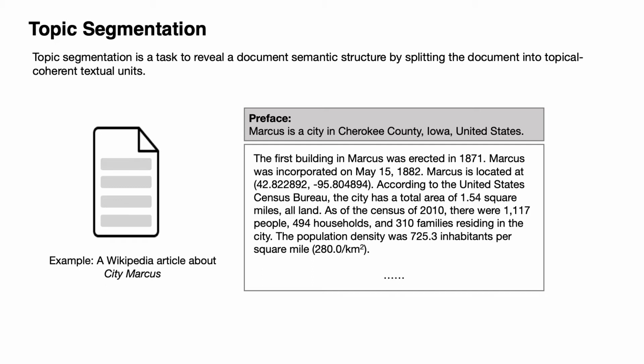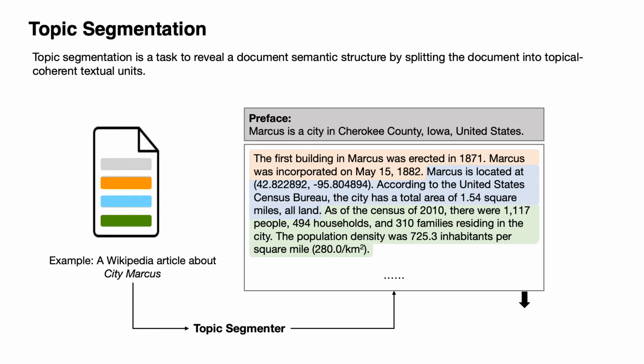To reveal the semantic structure from the flat text, a good topic segmenter can help by segmenting a flat document into topic coherent segments. And the results of the topic segmenter can further benefit other key downstream NLP tasks, such as document summarization, question answering, machine reading, and dialogue modeling.